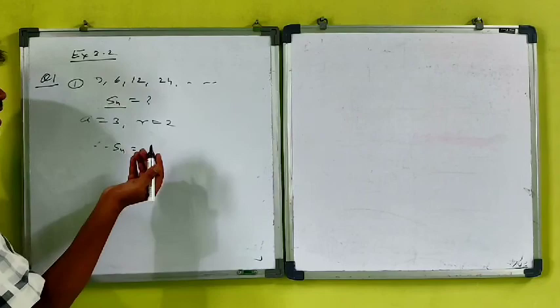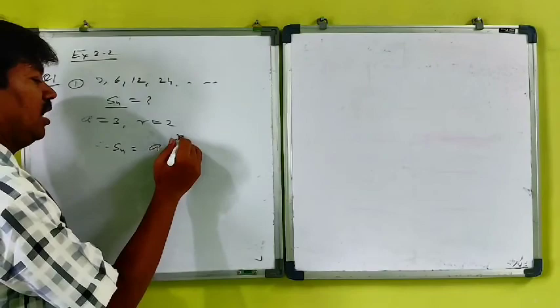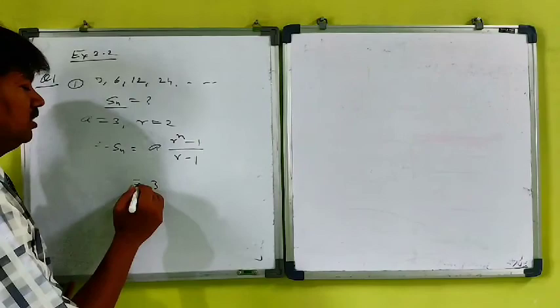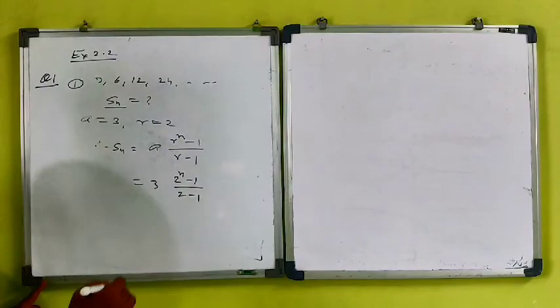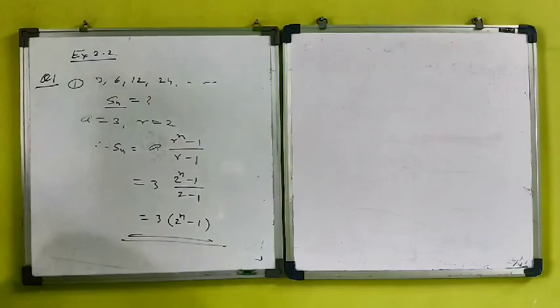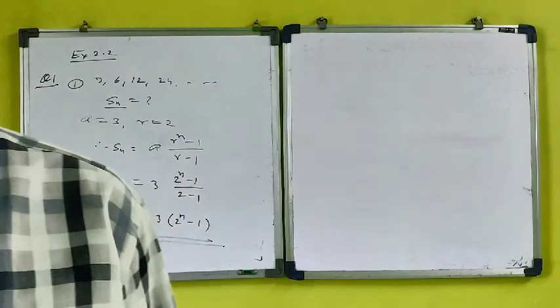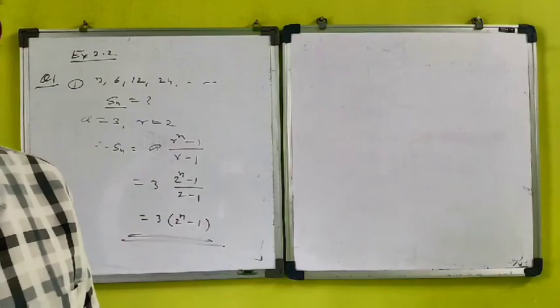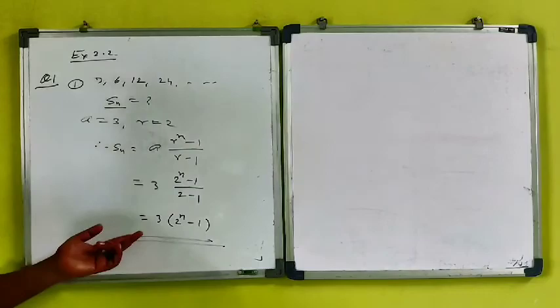So Sn, when R is greater than 1, the formula is A(R^n minus 1) upon R minus 1. We have to use that simple formula: 3 into (2^n minus 1) upon (2 minus 1). So the answer is 3 into (2^n minus 1). That is the formula for the sum of n terms. It's very easy, there's nothing in this. For this type of sum, you just have to concentrate on the value of R and which formula to use.